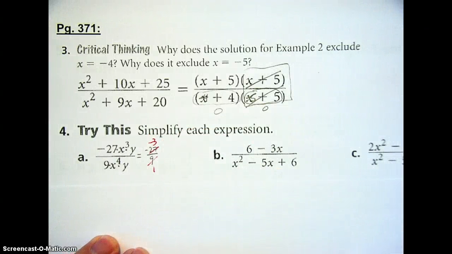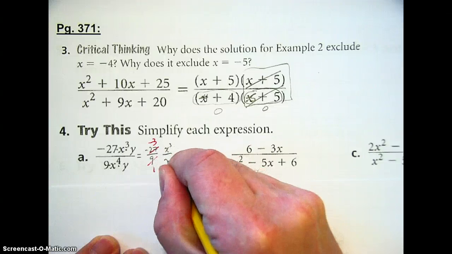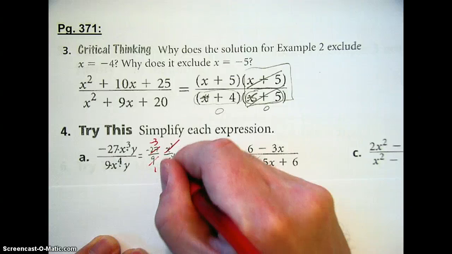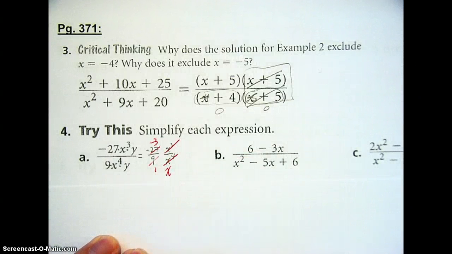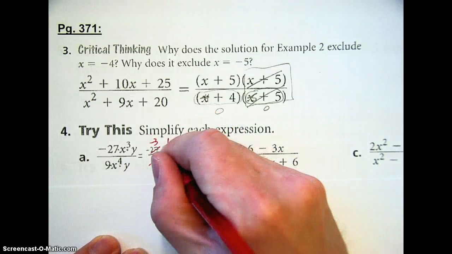All right, and then we have x cubed over x to the 4th. Where do you have more x's? On the bottom. How many more? One more on the bottom. So we have x to the 1st on the bottom. What do we have on top? 1. Yeah, it's not 0, it's 1. Okay, so we're multiplying that.